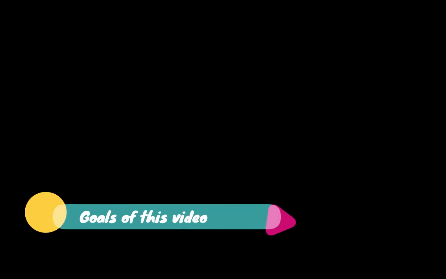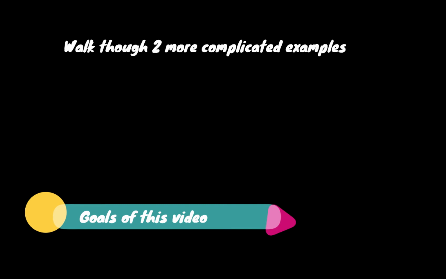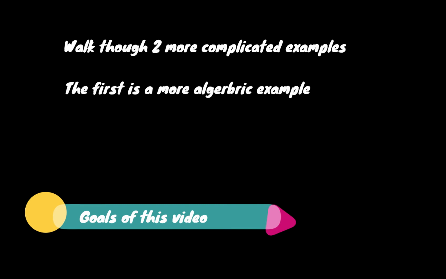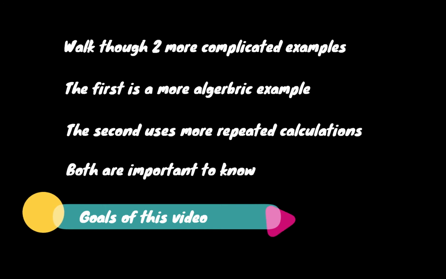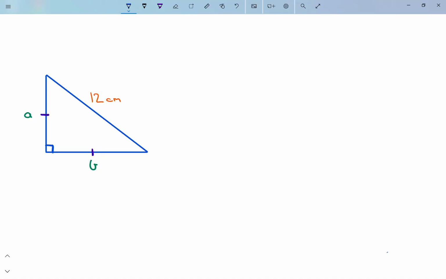A few extra examples of Pythagoras' formula. The first one is going to be a more algebraic way of looking at triangles, and the second one uses more repeated calculations. But both are important to know by the end of this. So this first triangle, you'll notice something about them, is that we don't know both of the shorter lengths.